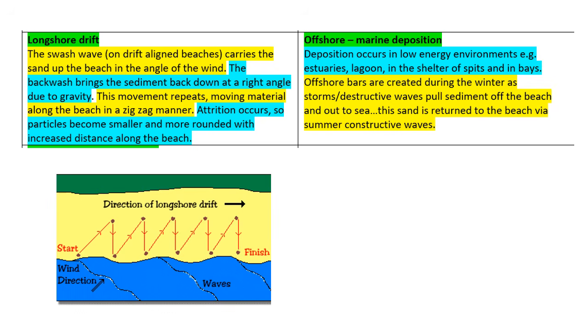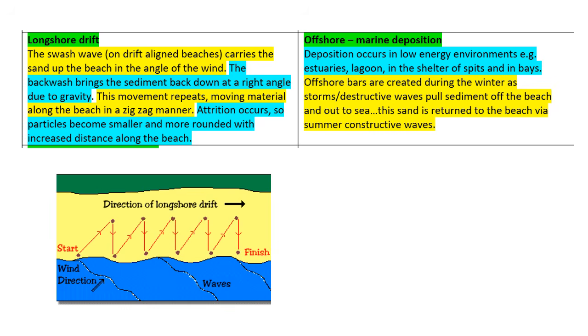If we have a swash-aligned beach, then actually the swash will be coming straight up and the backwash will be going straight down. And in that instance, there will be no longshore drift taking place. The sand simply moves up and back, up and back. Then you've got sediment that comes from offshore and sediment that's deposited offshore.